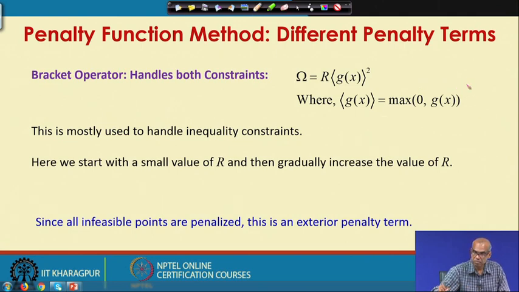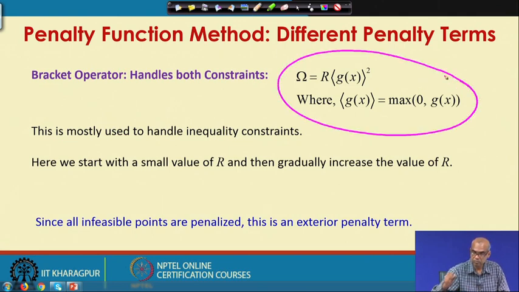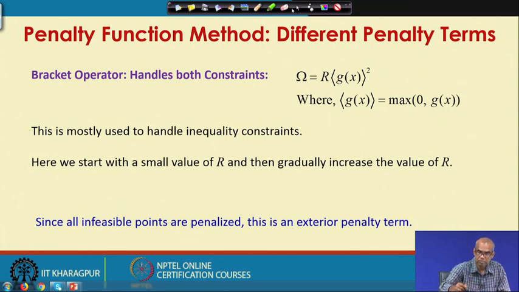This penalty term, as defined, max of 0 or g(x), is a very useful penalty term. It is mostly used to handle inequality constraints. Here also we start with a small value of R and then gradually increase the value of R as iteration proceeds.